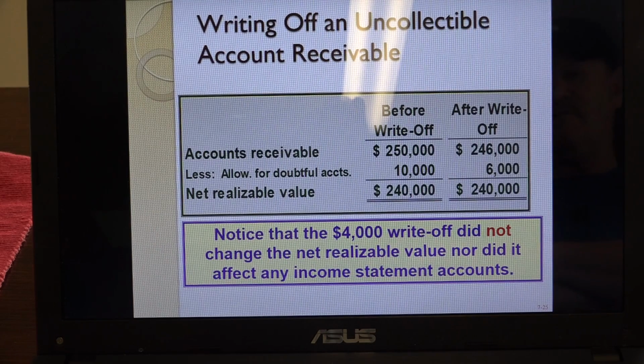So this is what it looks like before the write-off. This is what it looks like after the write-off in the balance sheet. Notice that the net realizable value doesn't change. Notice that your accounts receivable amount after the write-off has been reduced by $4,000, as has your allowance for doubtful accounts account. But regardless, net realizable value is still at $240,000.